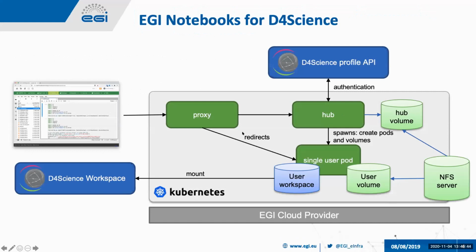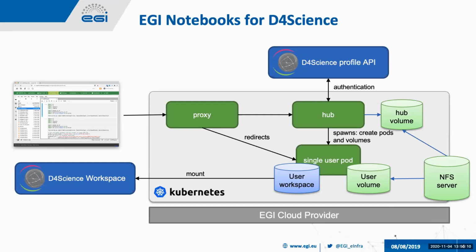This is the diagram of the deployment that has been done for D4Science. On the right there is the usual deployment that we do for the notebooks. So basically deploying Kubernetes on top of AGI cloud providers. And then there has been some customization for the specific needs of D4Science.